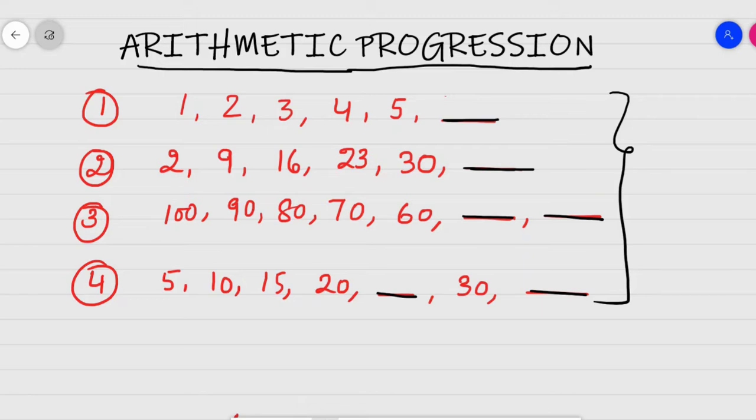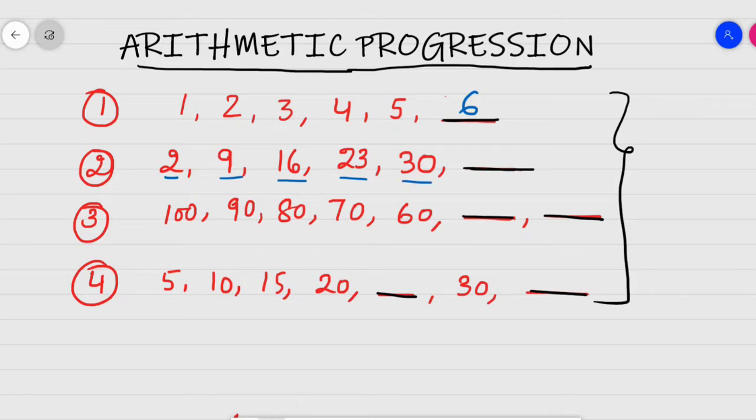These types of sequences you have already seen in your lower classes. And I think as soon as you saw these sequences, you got the answers also. It's very simple. See, 1, 2, 3, 4, 5, then it will come 6. Unconsciously you can write. Now see here, you have to think a little. 2, then 9, then 16, then 23, then 30.